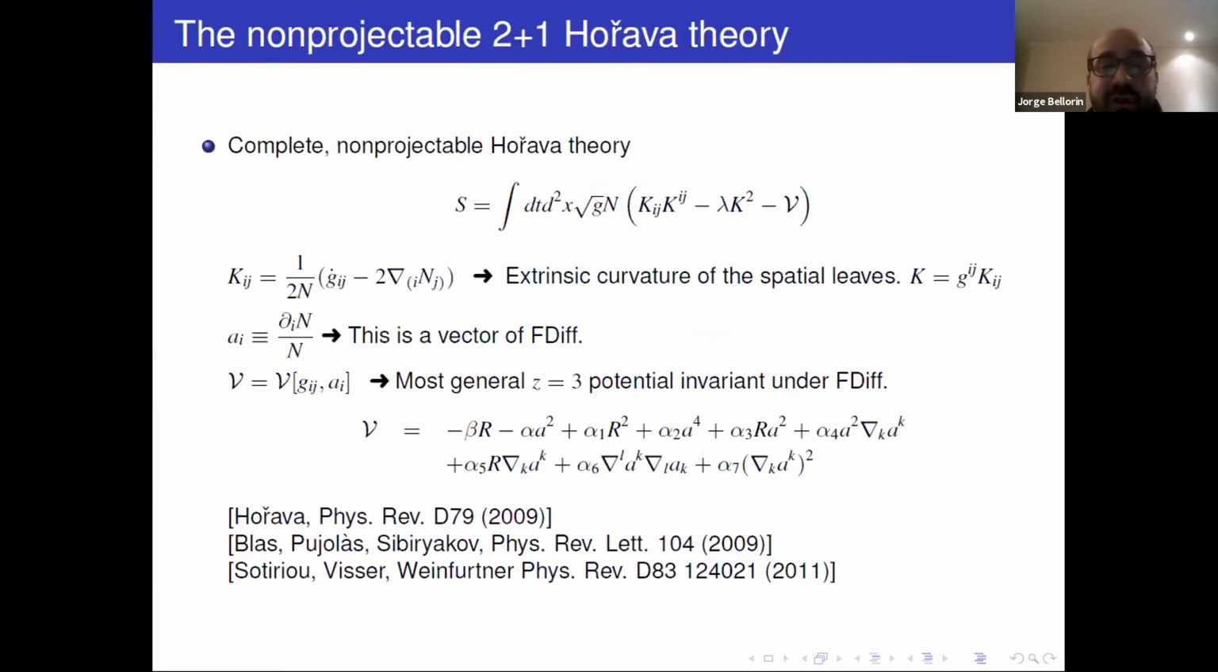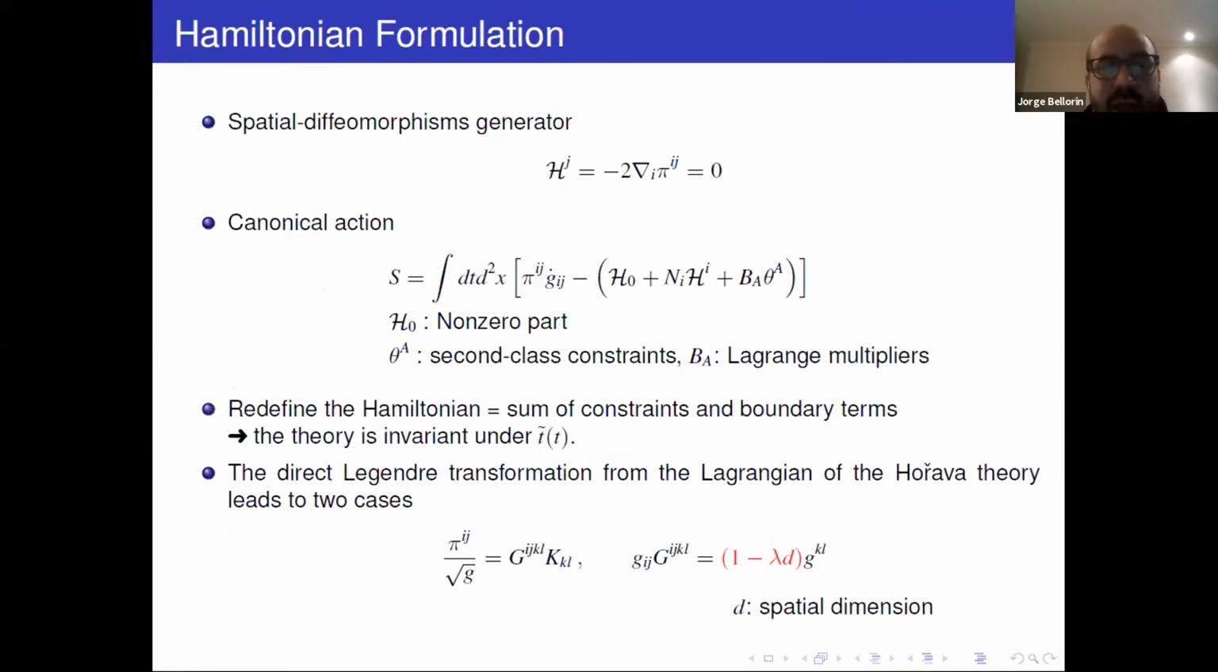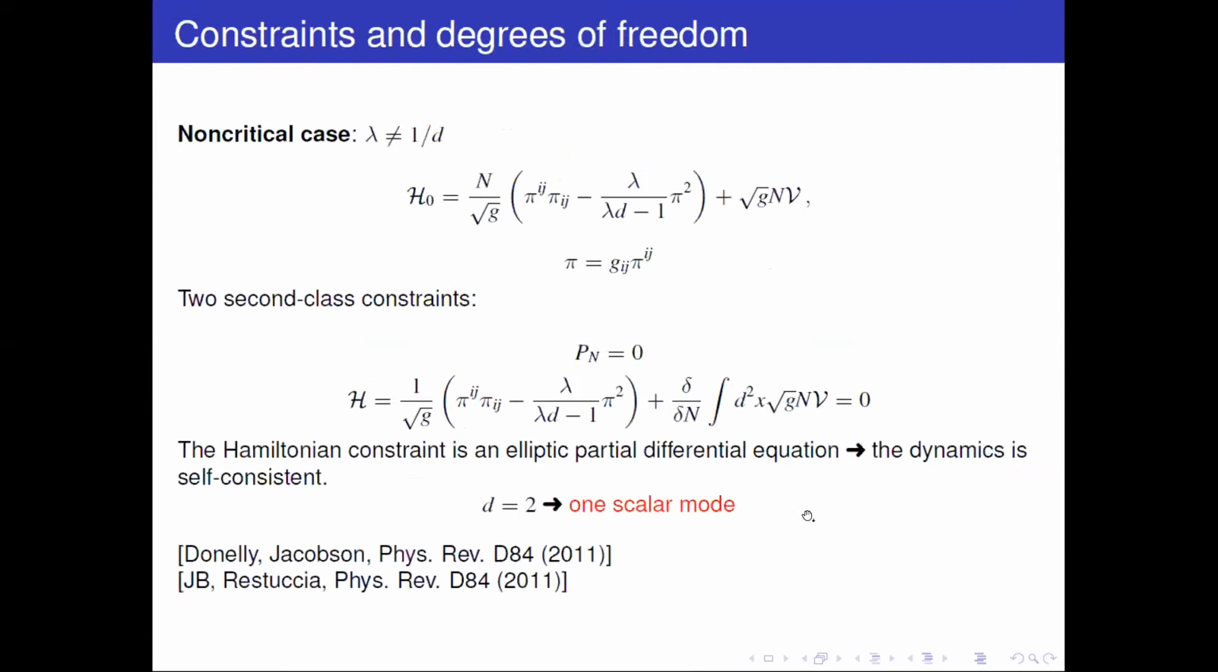So this is the theory. In particular, in 2+1 Horava theory, I use the potential found by this group here. And as you know, this group here incorporated the terms given by this vector. The canonical formulation has this general structure. And the only first-class constraint is the momentum constraint, and you have two separate cases depending on whether or not you are located at the critical point, given by the case when lambda is equal to the inverse of the spatial dimension. Let me show this quickly.